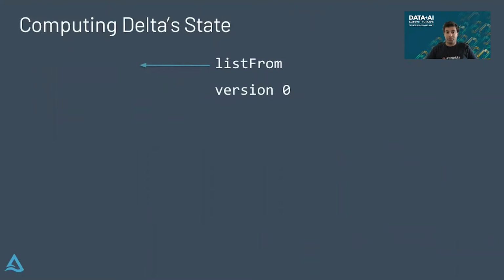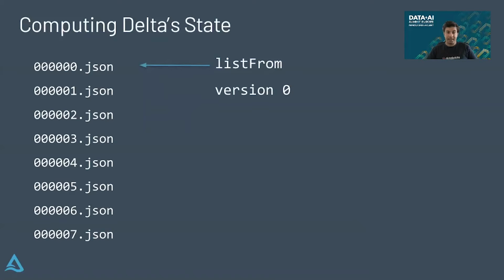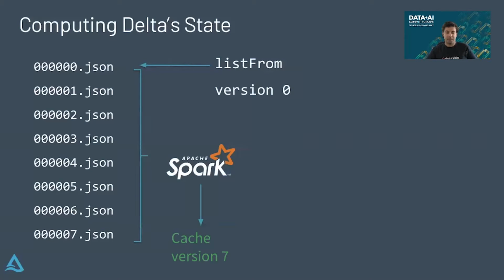So how does Delta compute its state? When you first query a Delta table, Delta won't have any cached state in memory of your execution engine. So what it will do is try to list the transaction log directory, the Delta log directory, and it'll submit a request such as list from version 0. In that case, we might find a set of JSON files. What we'll do is use Spark to read all these JSON files and process the actions within them in order to compute a state, and we'll cache that version in memory.